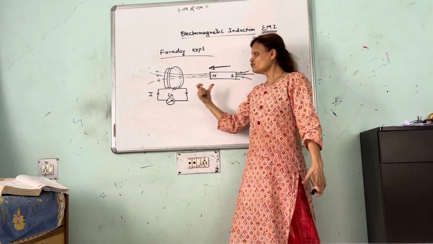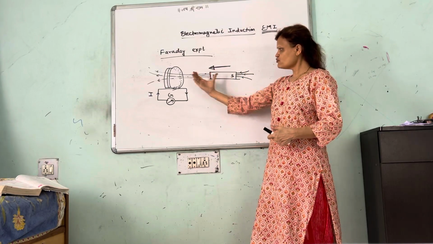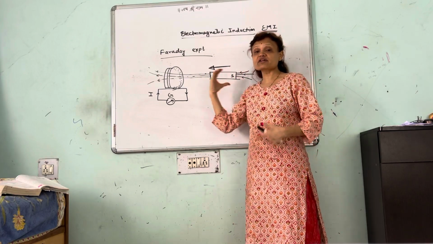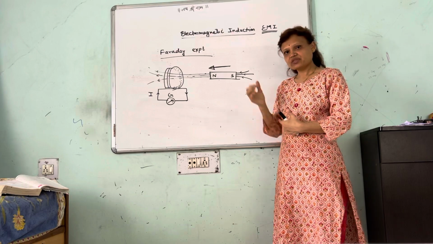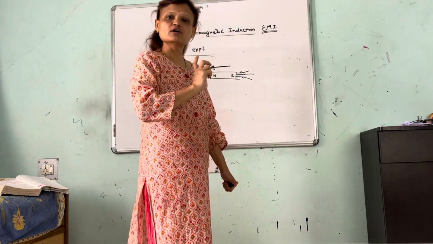When the change in magnetic flux is more, the EMF is more. So if you move this magnet fast, the rate at which the flux changes is higher. The induced EMF depends on that factor, how fast we move the magnet.